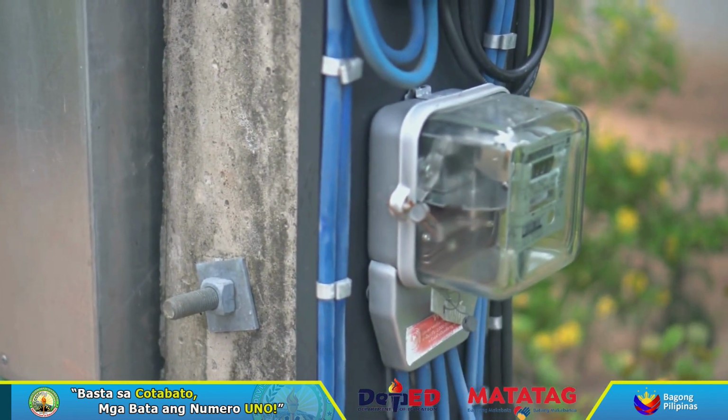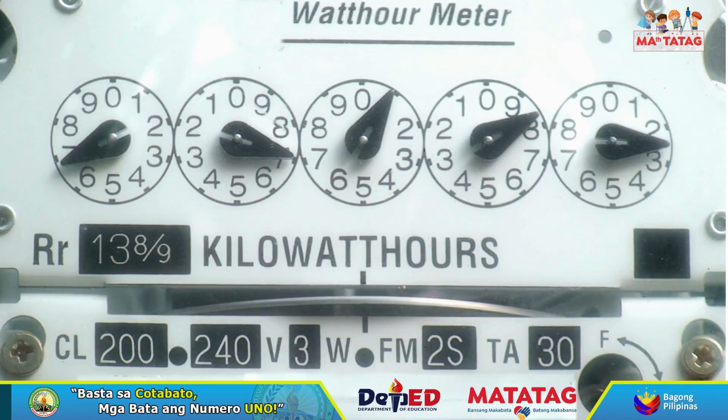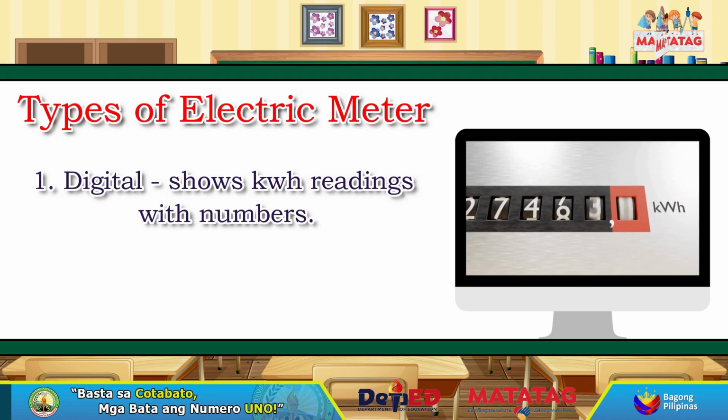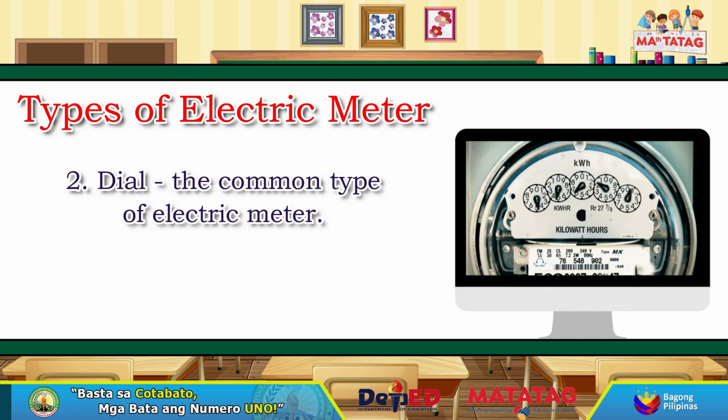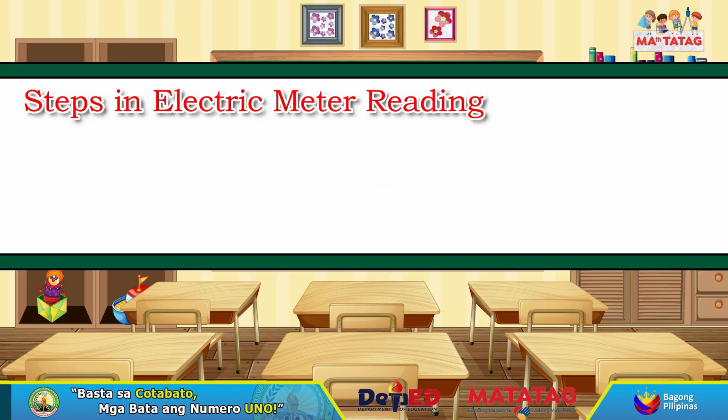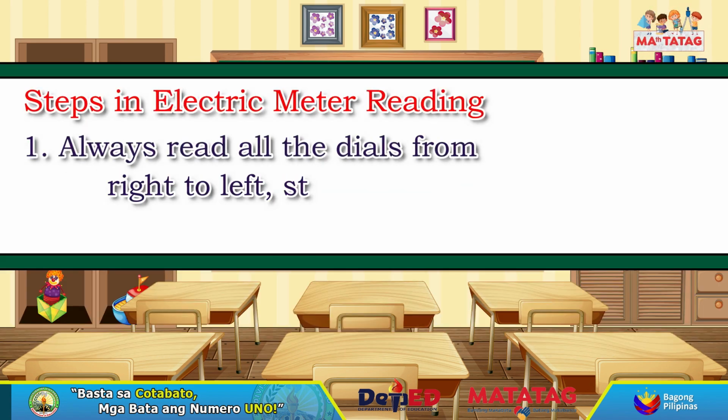Reading your electric meter is simple, and there are two types commonly used. One, digital, which shows kilowatt per hour readings with numbers, and the second, dial, which is the most common type. There are steps to be followed in electric reading.